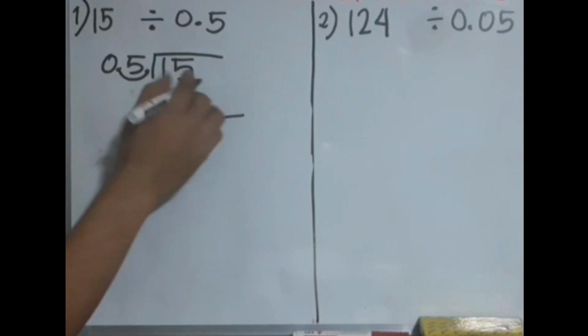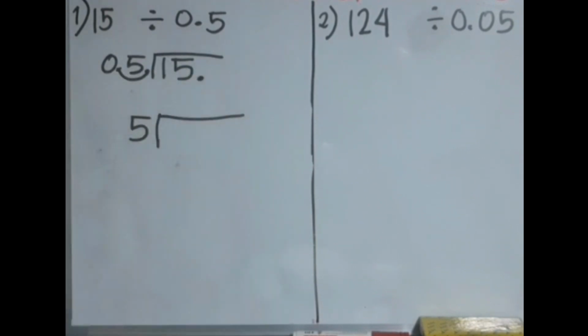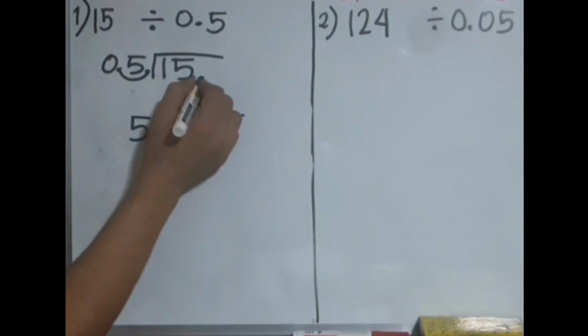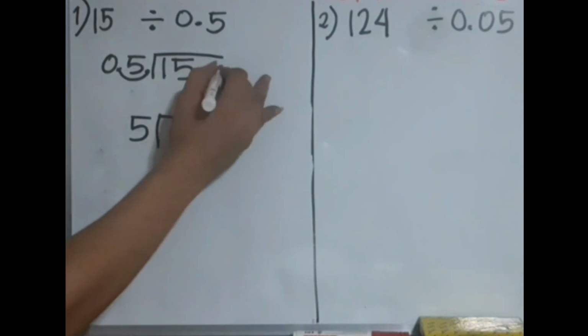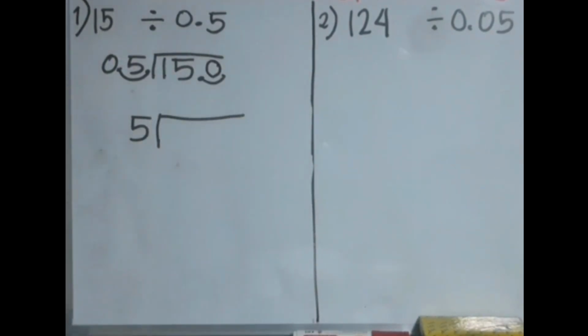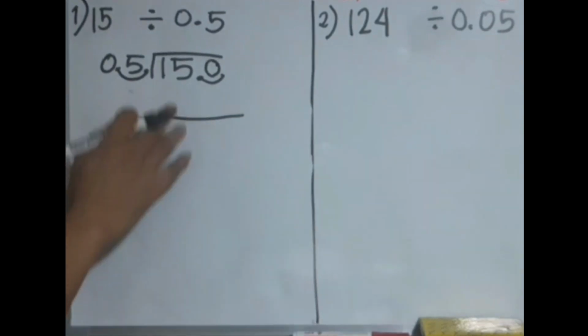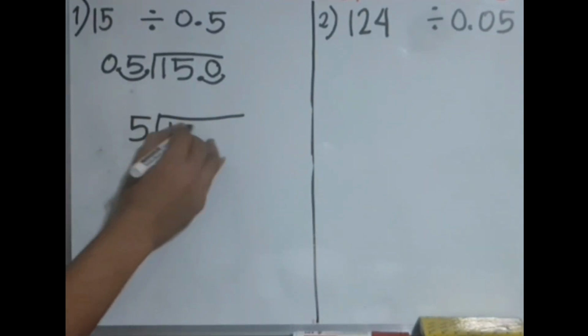Since this is a whole number, ang decimal point niya ay nasa unahan ng 5. So let us move this from left to right once. So as you see, nagkaroon siya ng bakanting space. Anong gagawin? Lagyan ng 0. Now, instead of having 15, you will have now 150.